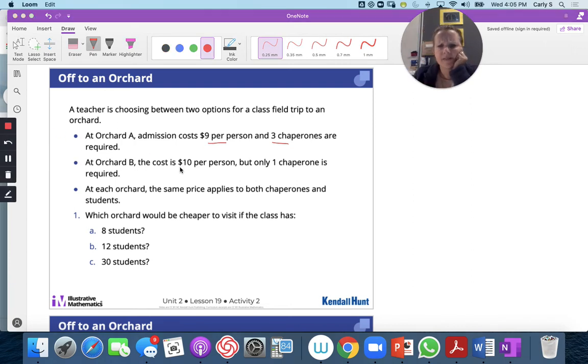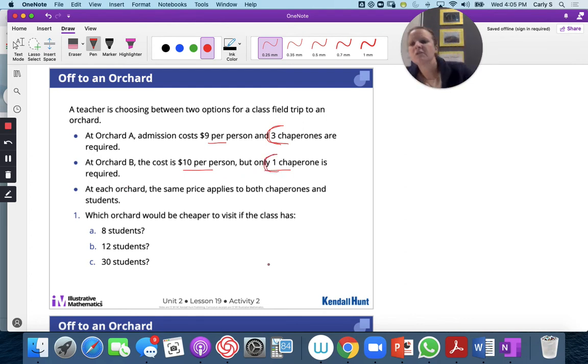I got interrupted. Sorry, where was I? At Orchard B, the cost is $10 per person, but only 1 chaperone is required. At each orchard, the same price applies to both chaperones and students. So here it's $9 per person, and we have to pay for 3 chaperones. Here it's $10 per person, but we only have to pay for 1 chaperone. So which orchard would be cheaper to visit if the class has 8 students?